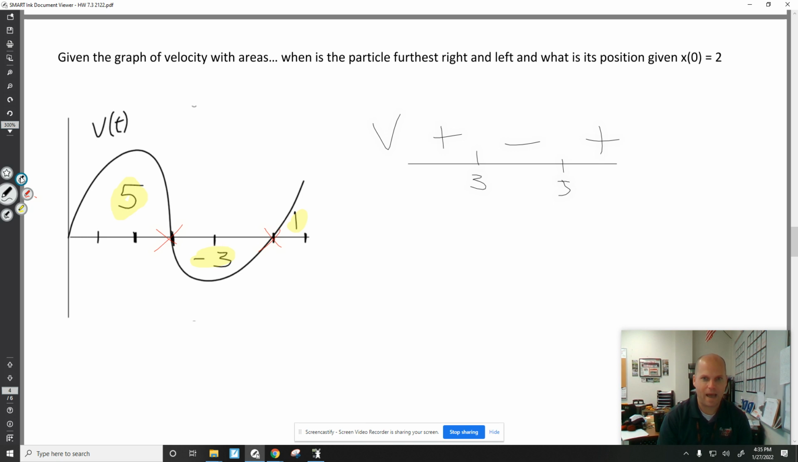What could be my max if we're talking about from 0 to 6? Well, my max position could be at 3, right? Because I move to the right, then I move to the left, then I move to the right. Here's my max. I also could have a max at 6, right? Because I end up going to the right. So I go right, left, right. I could end up in a further right position than where I got at 3.